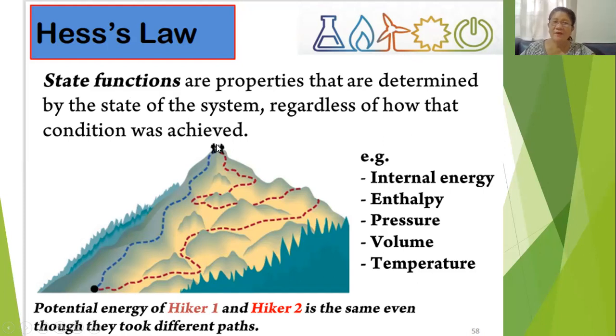So what are these state functions? Examples of state functions: internal energy, enthalpy, pressure, volume, temperature. The distance is different. Of course, if you compute the distance, this one is much smaller compared with this one. But for state functions, the path does not affect them. Therefore, the state of the system is determined directly, regardless of its condition. So what are these? Internal energy, volume, and temperature.